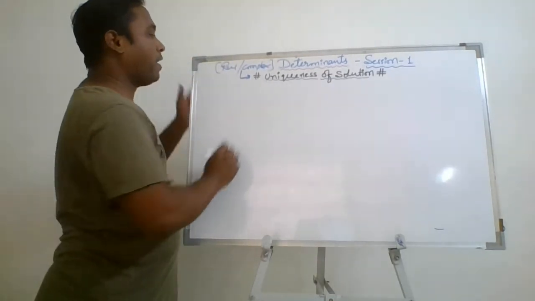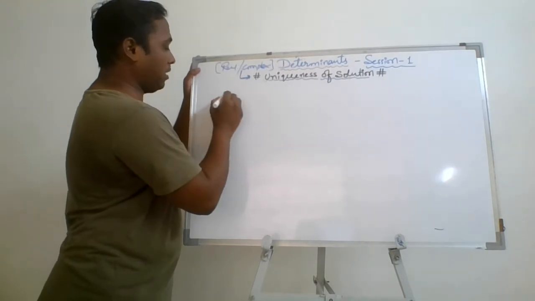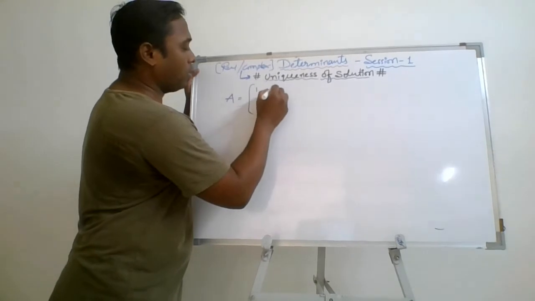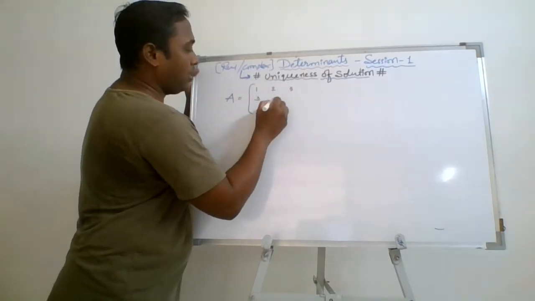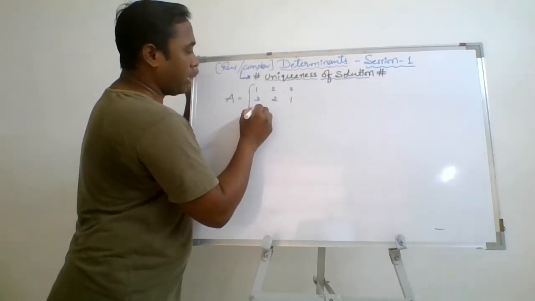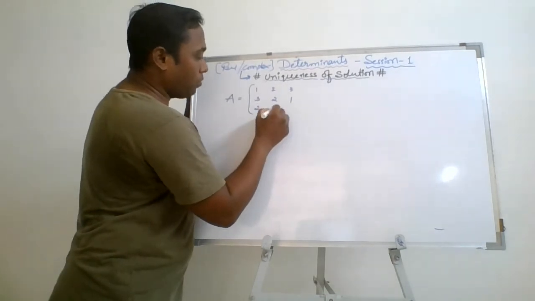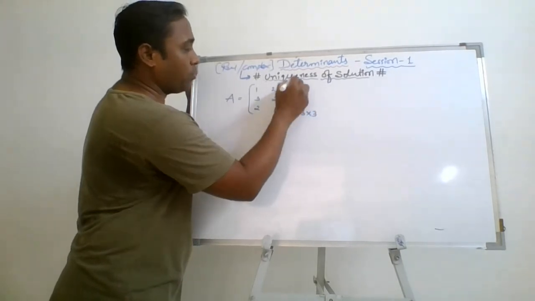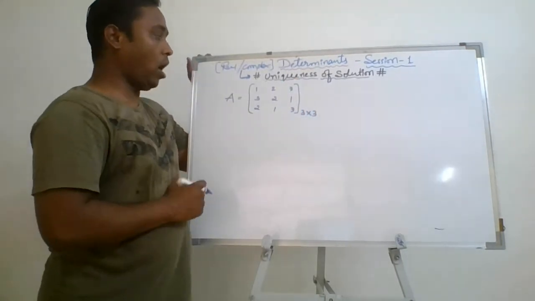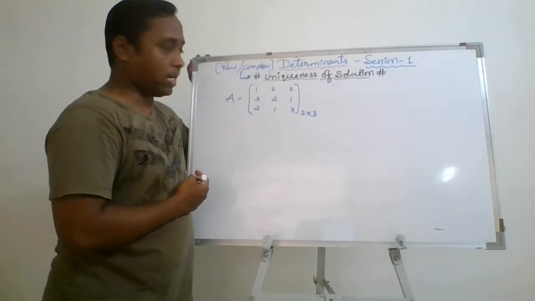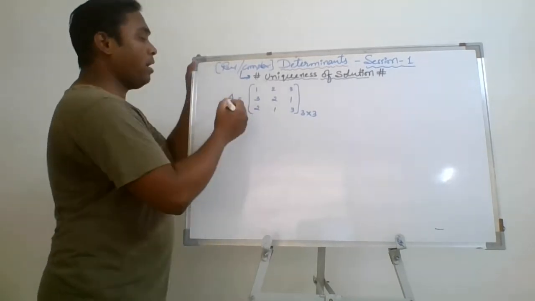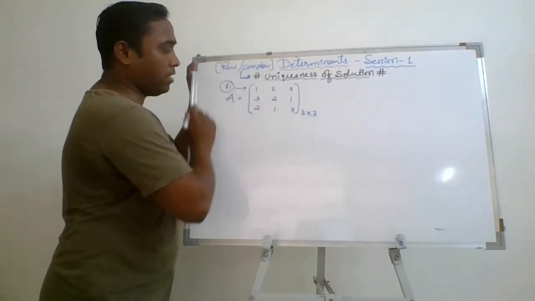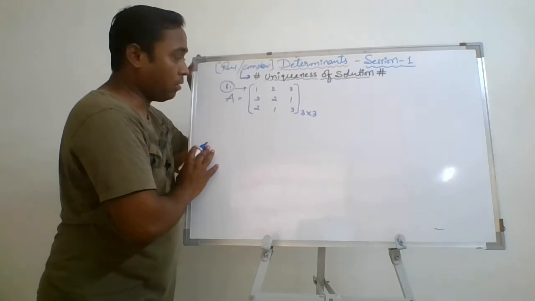So now if I'm talking about the 3 by 3 determinant, let's take a general matrix with entries 1, 2, 3, 3, 2, 1, and 2, 1 and 3. You may take any entries, they must be real entries. Now how to find the determinant of this matrix? See, I am expanding this matrix through R1. I am using the row 1 elements to find the determinant of this A.